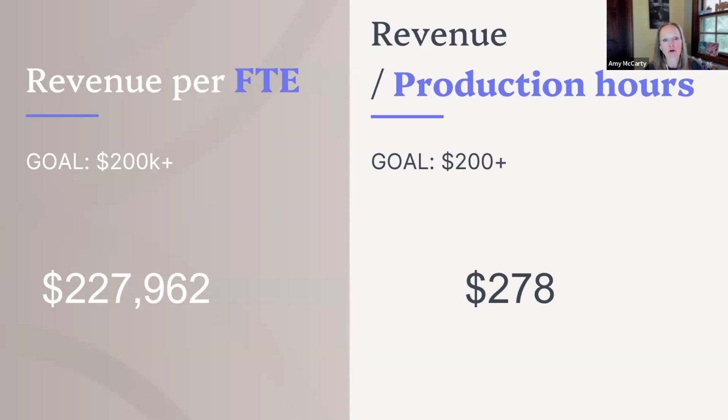Revenue per production hour, we're at like $278 an hour, which is actually up from last year. Our last year was about 275. So we've increased it by $3 an hour, which is good. Like it's trending upwards, which is what we want. And then the average inside of our collective community is $174 an hour.